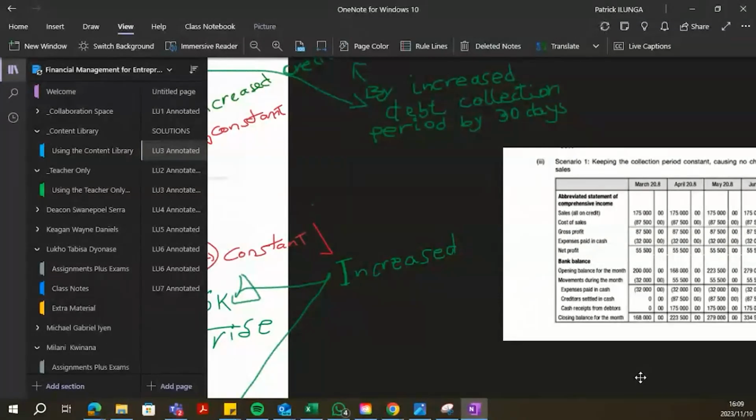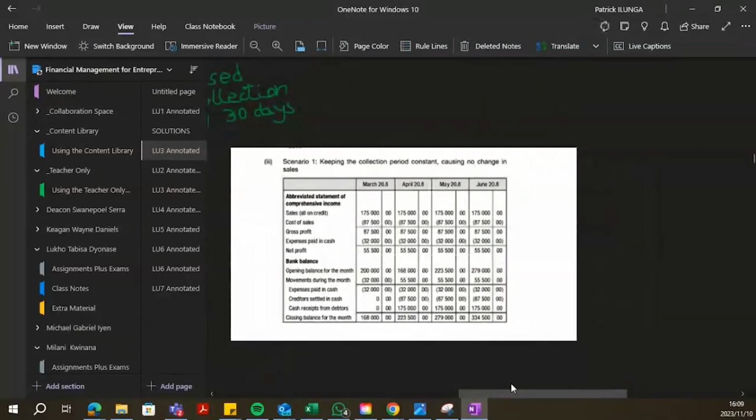Remember learning unit 1. It's about profit maximization, and even better than profit maximization, wealth maximization. Guys, make sure you revise your notes.